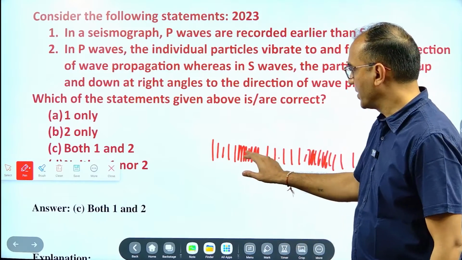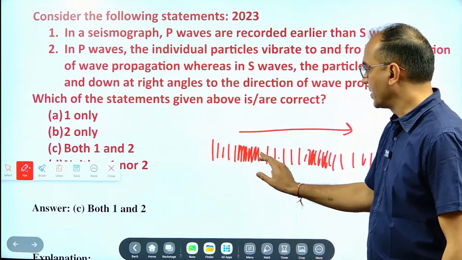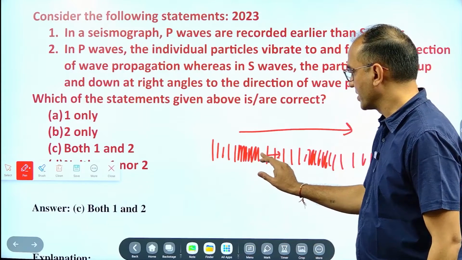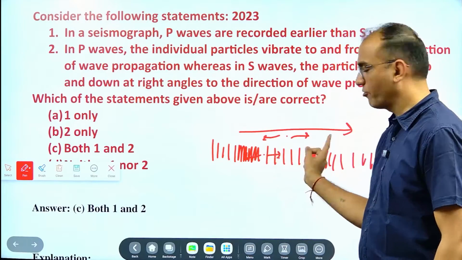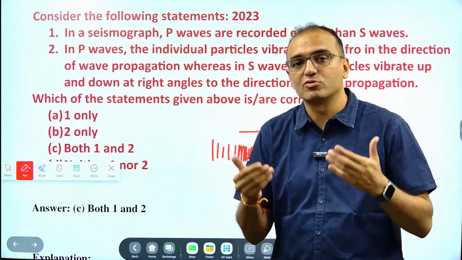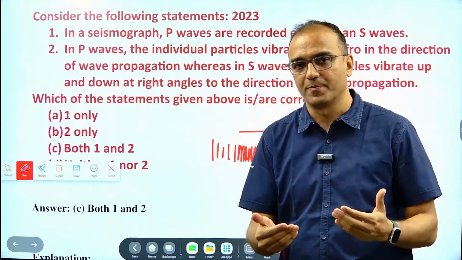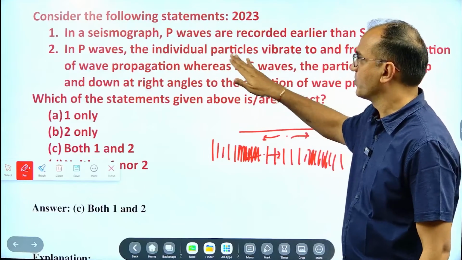So here the particle, this is the direction of propagation of the wave. So the particle here would move in this direction, right? To and fro. The particle moves to and fro like this in a direction which is parallel to the direction of propagation of the wave. So this first statement is correct, and the second statement, first part, is right.